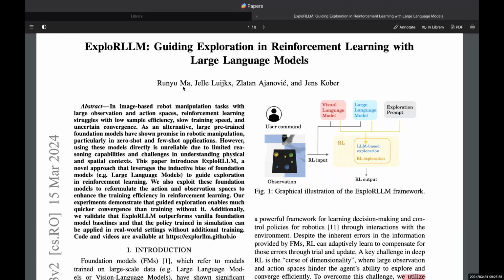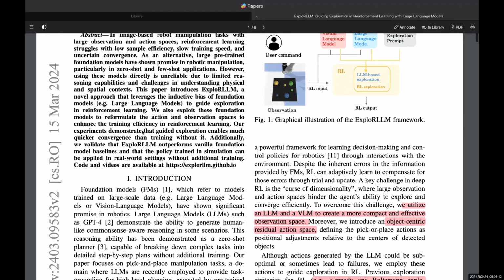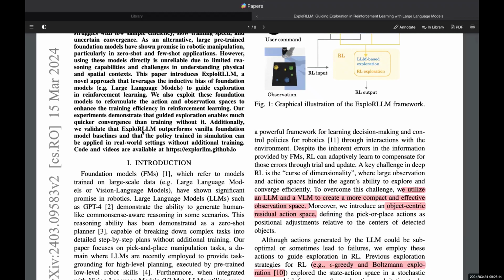In this paper, the authors provide a very concise design to show how to combine the large language model to accelerate reinforcement learning in terms of sample efficiency, training speed, and stable convergence. Let's first look at the main contribution in this paper.